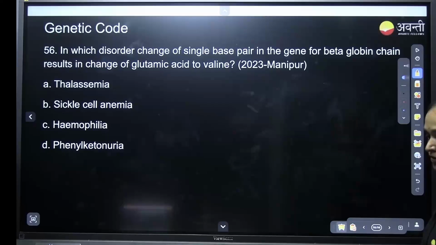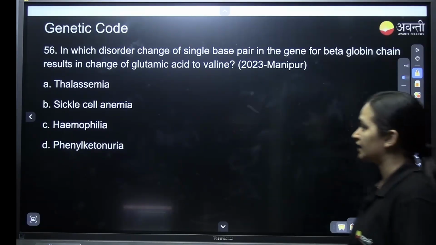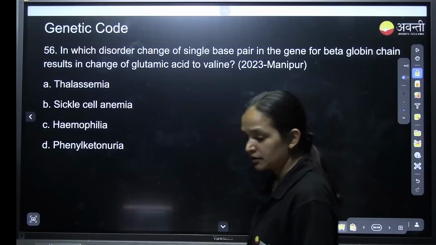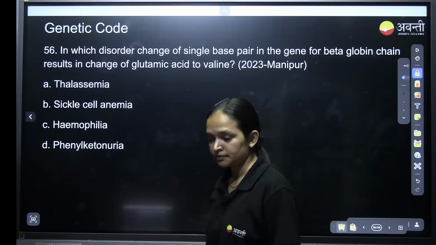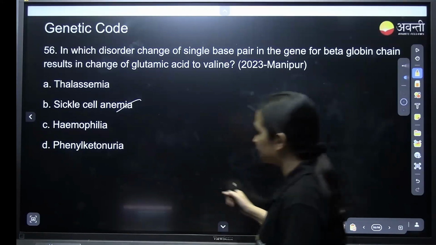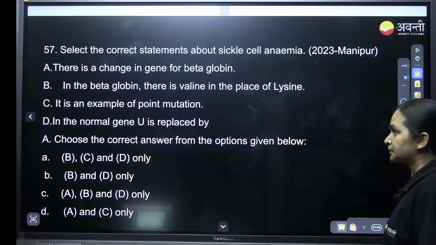In which disorder change of single base pair in the gene for beta globin chain result in the change of glutamic acid to valine? Sickle cell anemia. बहुत easy है. Option B for Bombay is the correct answer.